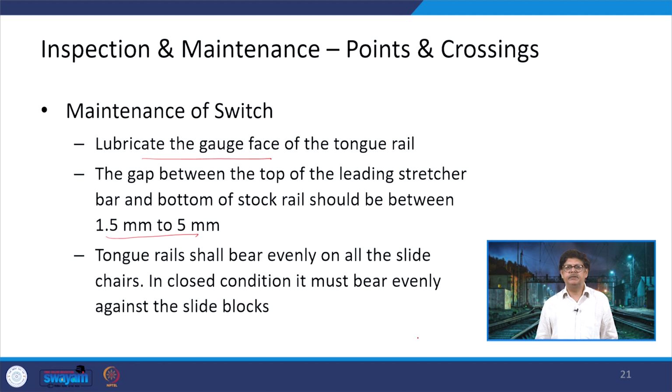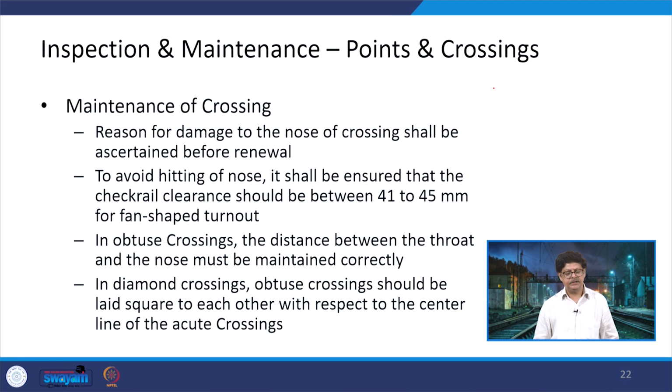Then tongue rails shall bear evenly on all the slide chairs, meaning you have two tongue rails. So, there is a tongue rail here and on the other side also the tongue rail is in this form. If it is touching here, there will be a throw on the other side, and they are being connected by the stretcher bars. So, we are talking in this case the tongue rails shall bear evenly on the slide chairs. The slide chairs are provided below so that it can move easily. In closed condition, it must bear evenly against the slide blocks. So, whatever slide blocks are provided, it should fit in easily in that.